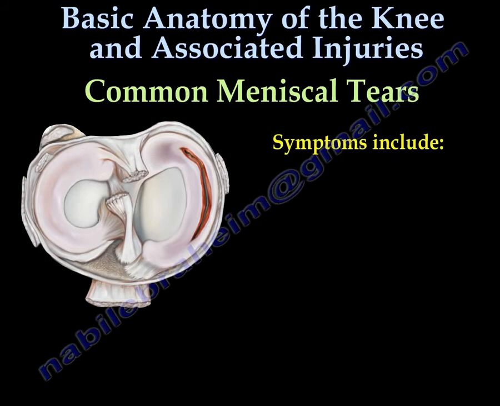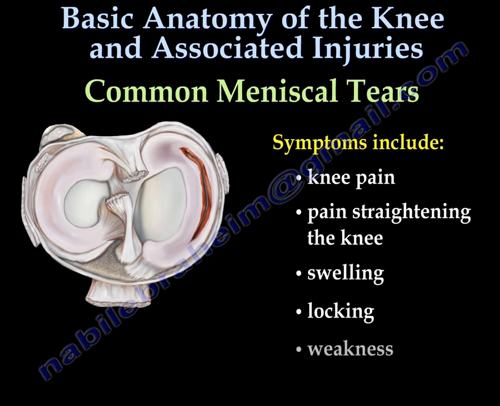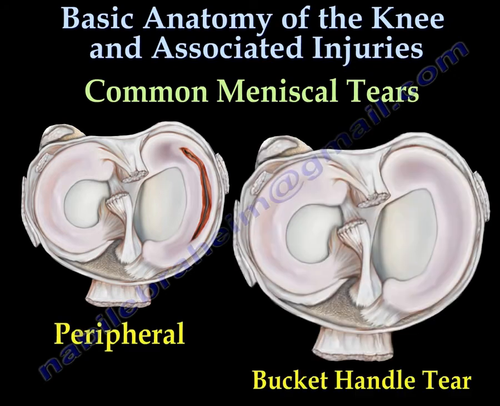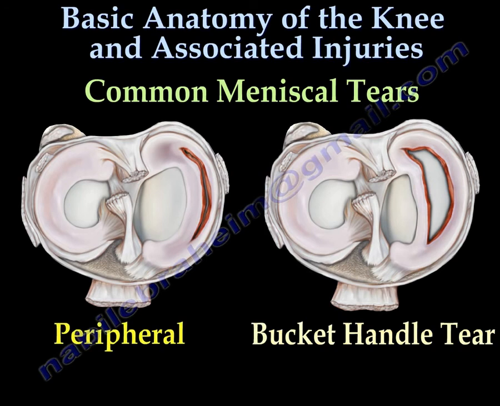Symptoms of meniscal tears include knee pain, pain when straightening the knee, swelling, locking of the knee joint, and weakness. Two common types of meniscal tears include peripheral and bucket-handled tears. Peripheral tears occur in the vascular zone and will usually heal if repaired. Bucket-handled tears generally involve a large portion of the meniscus displaced into the joint, which is usually debrided.